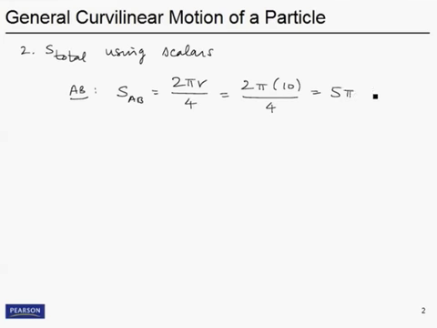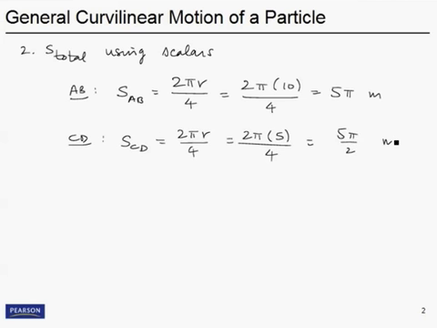So let's go back over here and make that calculation for segment AB. S_AB is equal to the circumference of the circle, 2 times pi times the radius, divided by 4 because it's a quarter circle. So this is 2 times pi times 10 meters divided by 4. This turns out to be 5 pi meters. From C to D we can make the same kind of calculation. S_CD is equal to 2 times pi times the radius of 5 meters divided by 4. This turns out to be 5 pi over 2 meters.